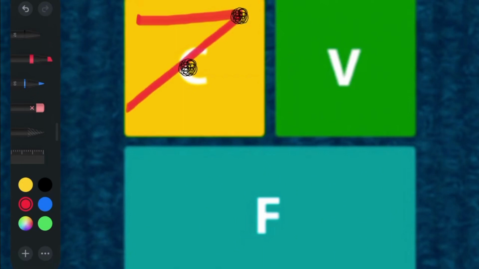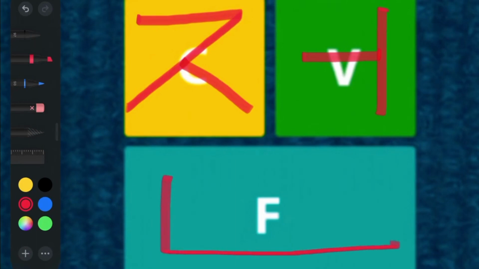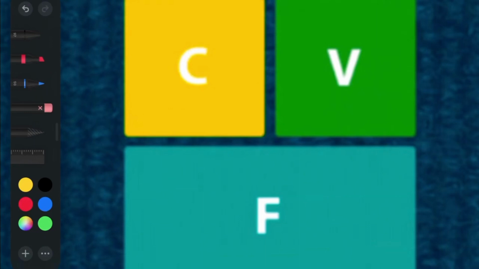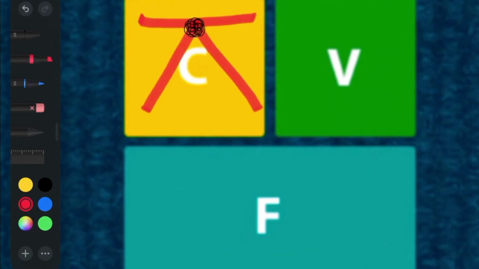There are 2 ways to write a J. This is the first one. And this is the second way to write a J.